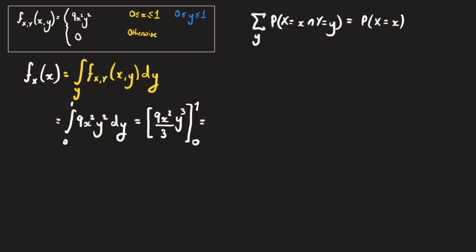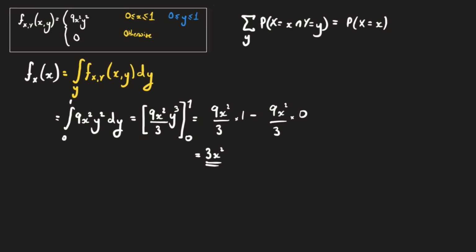And this is going to be equal to 9x squared over 3 times 1 minus 9x squared over 3 times 0. Well, we've got 9 over 3, that's just 3x squared. Then 9x squared over 3 times 0 is just going to be 0. So this is going to be equal to 3x squared.